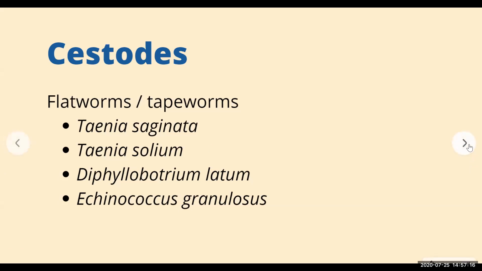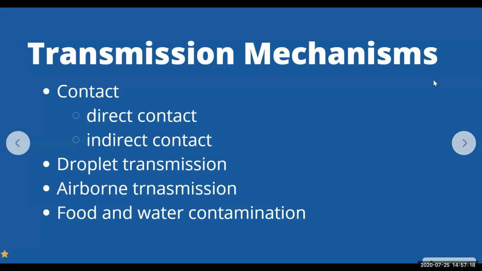Then we go to transmission mechanism. Since we discussed the diseases, how do we get infection? There are 4 means of transmission. First, contact. Contact can be direct, person to person. Indirect contact can be through a vector or fomites.